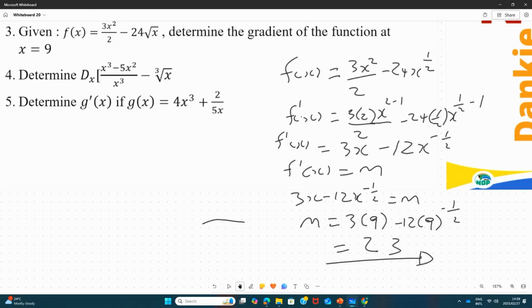I will leave you with number 4 and number 5 so that you do it in your own spare time. You leave your answers in the comment section.